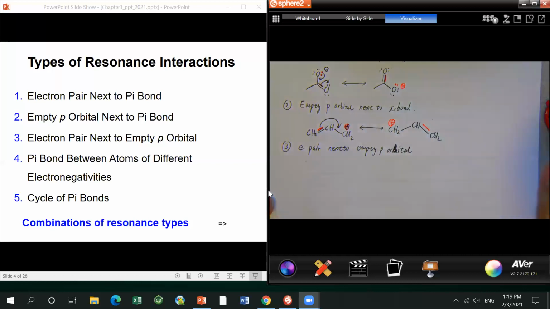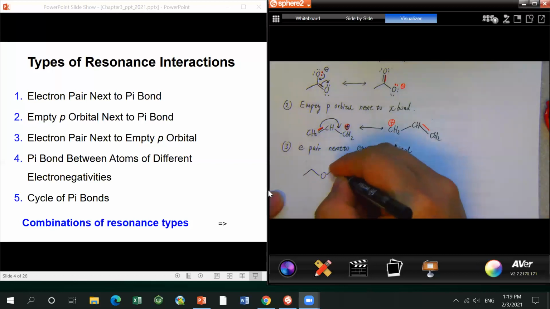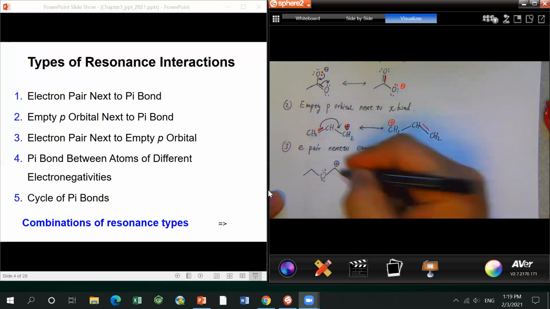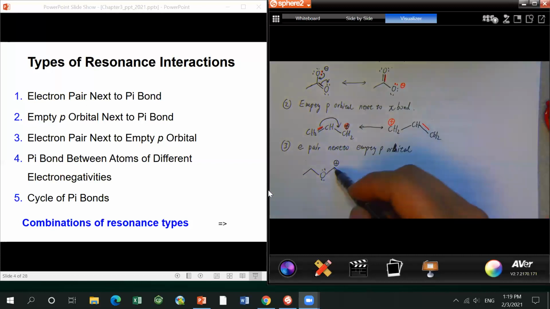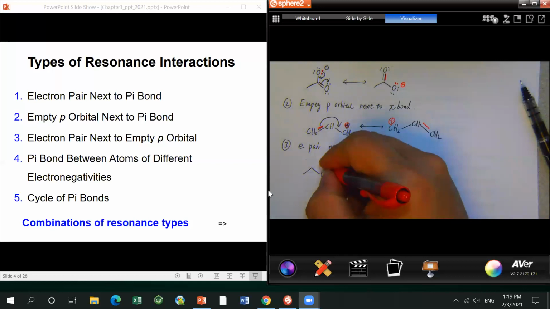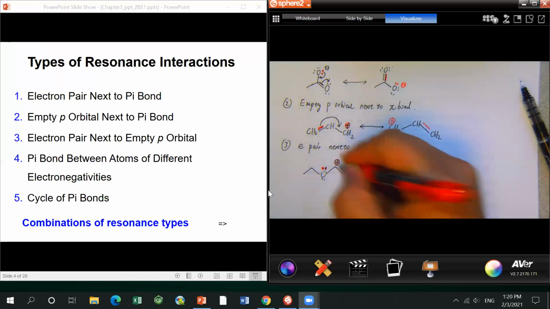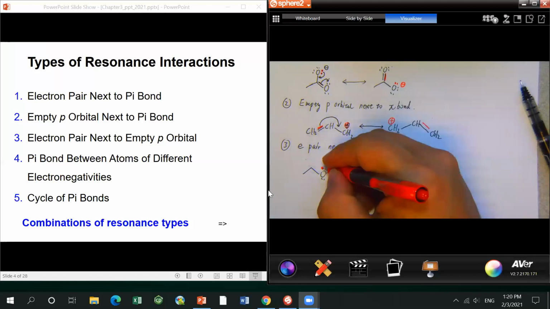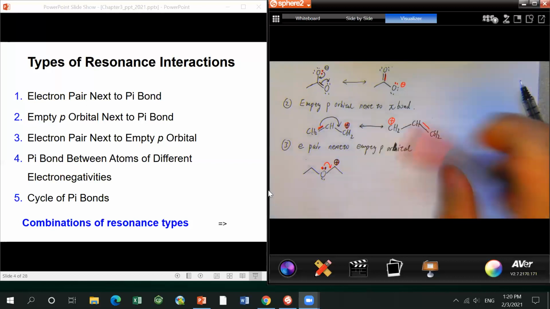So this is one case, one example, something like this. Next to means still connected by a single bond. So here we have an empty p orbital and then lone pair electrons with a single bond. The lone pair electrons fill in the empty p orbital and build up a pi bond.